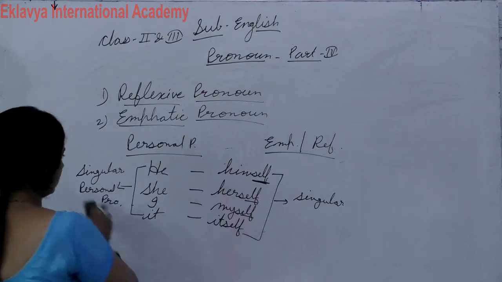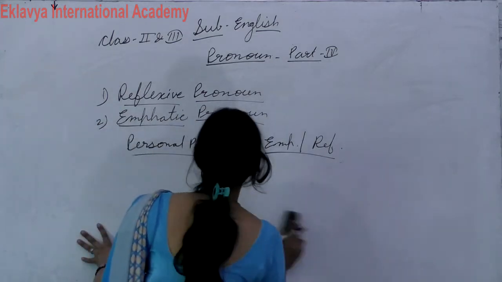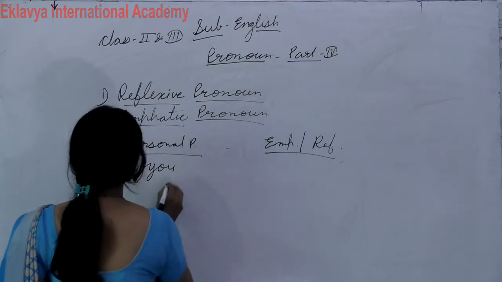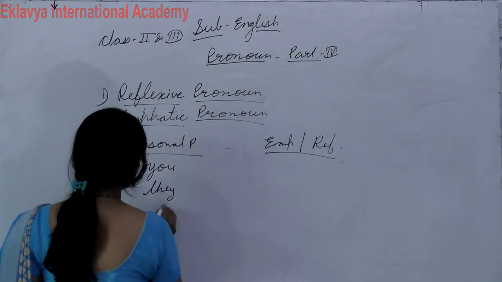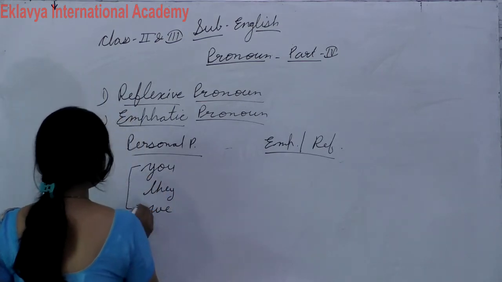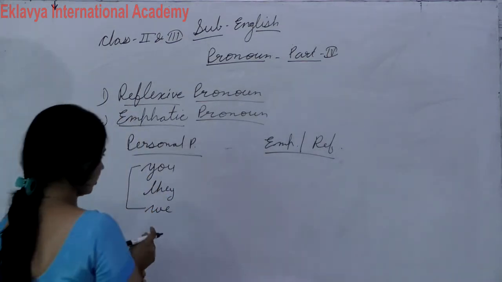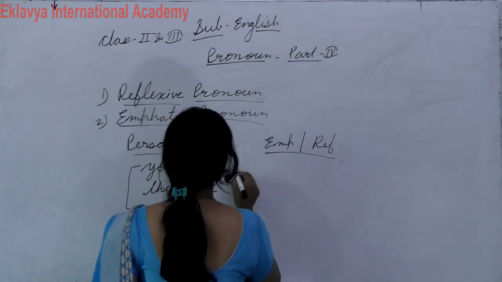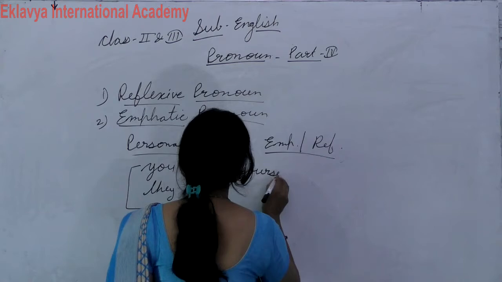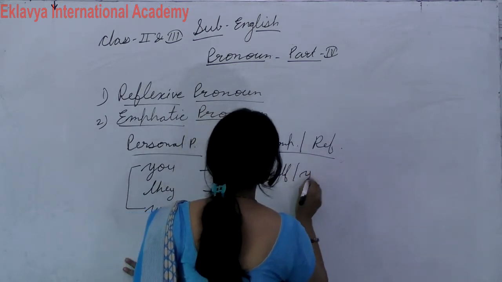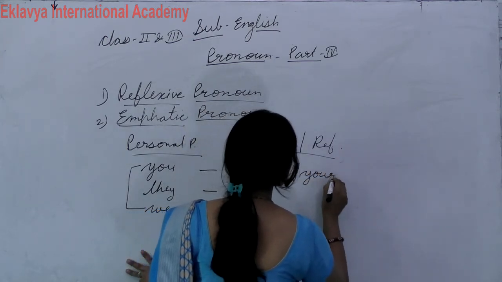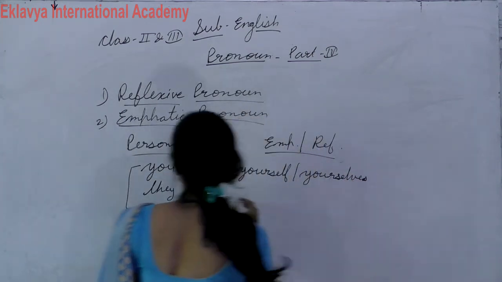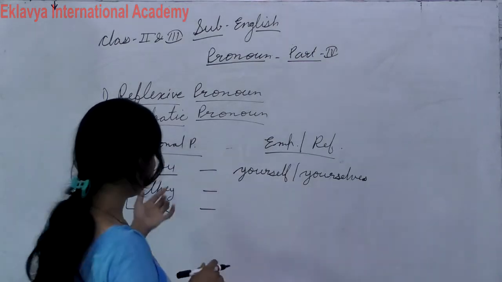Okay students, now I am going to read this. And now second, you, they, and we. These are personal plural pronouns. So how to make their emphatic or reflexive pronouns? You, yourself, and yourselves. Because you is singular and plural.